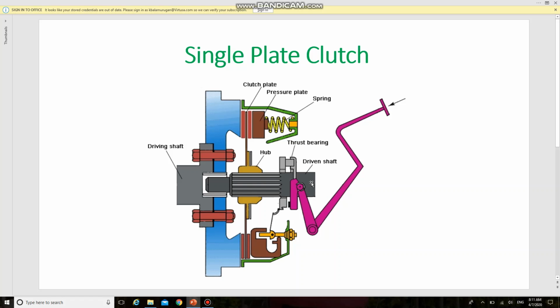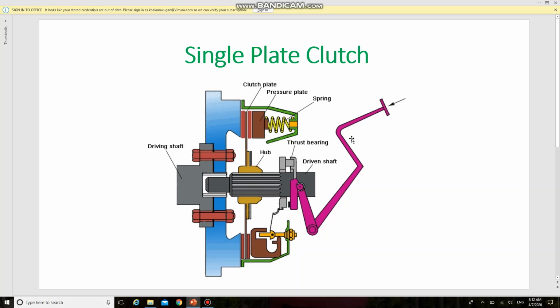Now we will see the working principle. We easily engage and disengage the torque transmitting shafts just by applying some force on this pedal. A lever is attached to the pedal, which is responsible for force transmission. When the pedal is pressed, the spring is compressed, and the engine or the flywheel is free to rotate without any load.